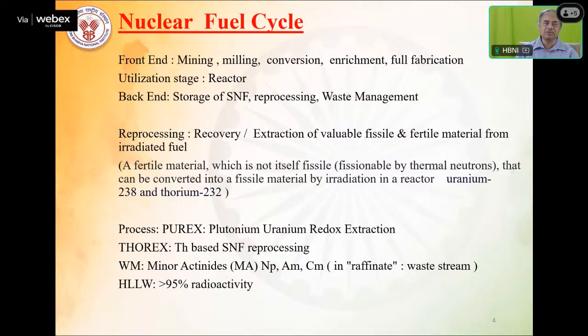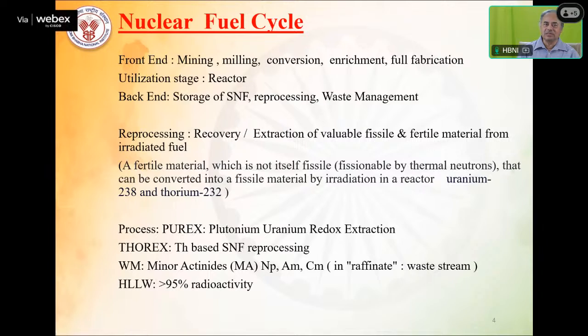The reprocessing process is known as PUREX, plutonium uranium redox extraction. And when the thorium-based spent fuel is to be taken up for reprocessing, the process is called THOREX. The waste management is another activity under backend, and that is very useful for recovery of the minor actinides, which are present in the waste stream, which is called raffinate. And minor actinides are neptunium, americium, curium, and so on.